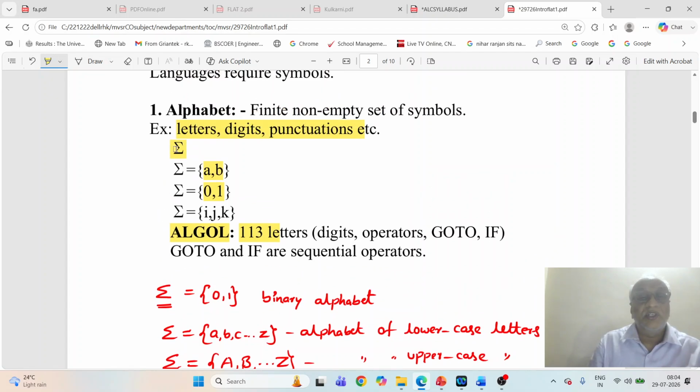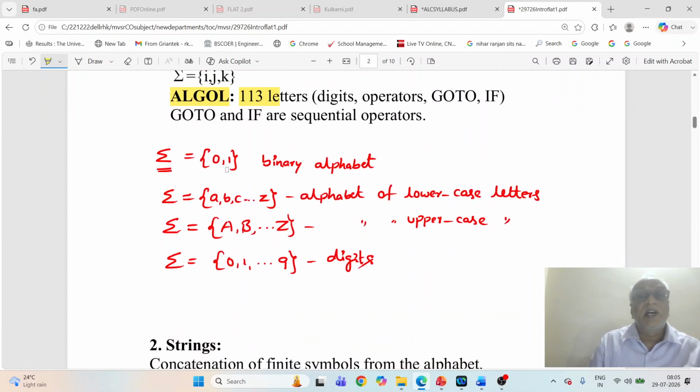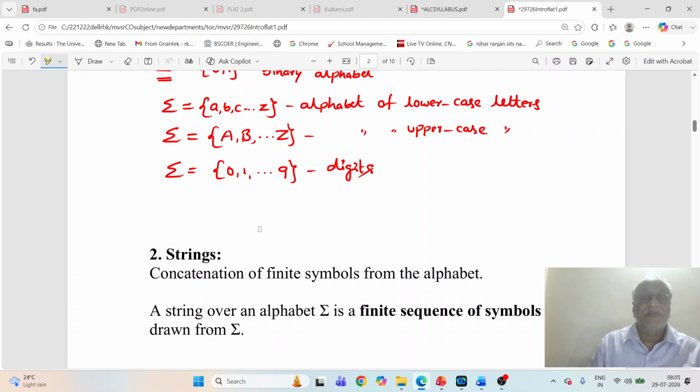Sigma is used to define an alphabet. And what is an alphabet? It's just a non-empty set of symbols. And what can those symbols be? Letters, digits, punctuation, etc. See here, sigma equal to 0, 1. What are we saying about it? It's a binary alphabet. Sigma equal to a to z in lowercase is an alphabet of lowercase letters. The next one is an alphabet of uppercase letters. The next one is an alphabet of digits.